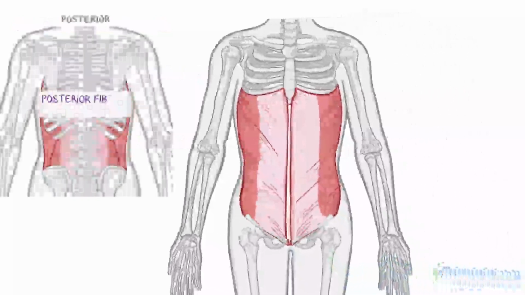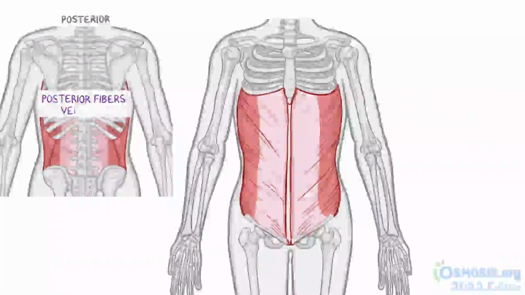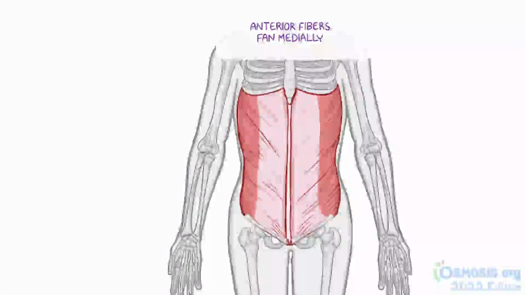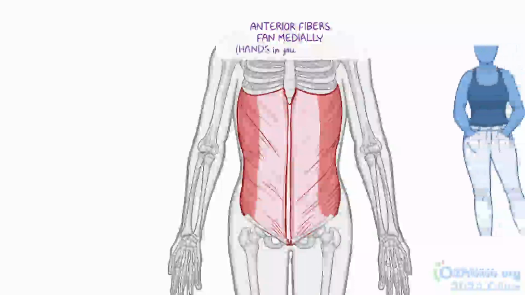The posterior fibers of the external oblique are nearly vertical as they travel distally toward the iliac crest. The more anterior fibers, however, fan out medially, making most of the muscular fibers run inferomedially. To remember this, the orientation of the external oblique muscle fibers is in the same direction as your fingers are when your hands are in your pockets.